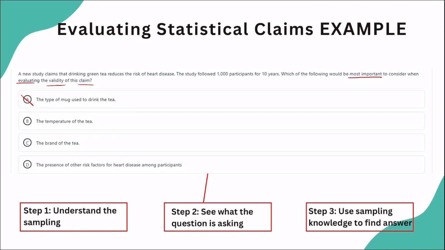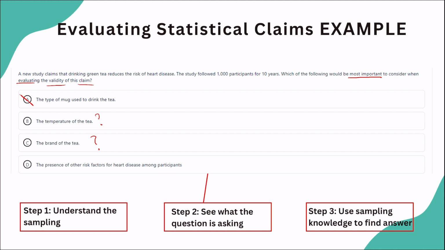B, the temperature of the tea. Now, the temperature could matter because maybe hot drinks and cold drinks have different effects on the risk of heart disease, so I'm going to put a question mark here, and we can come back to it. Choice number C, the brand of the tea. I think this is similar to B. Maybe the brand matters, maybe some is more high quality than others, but I'm not positive this one's right.